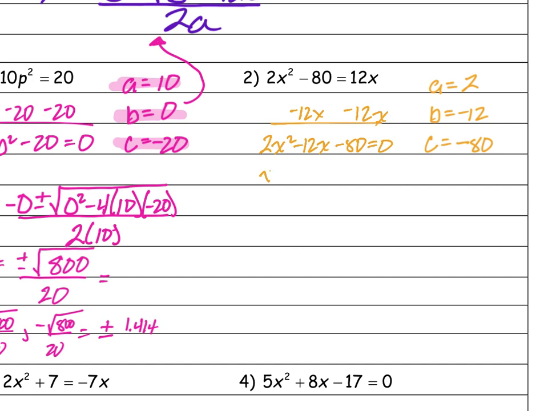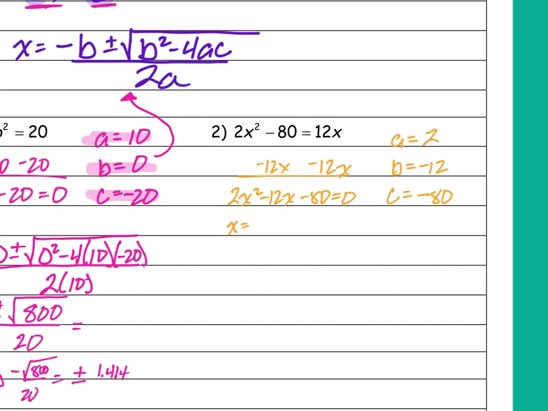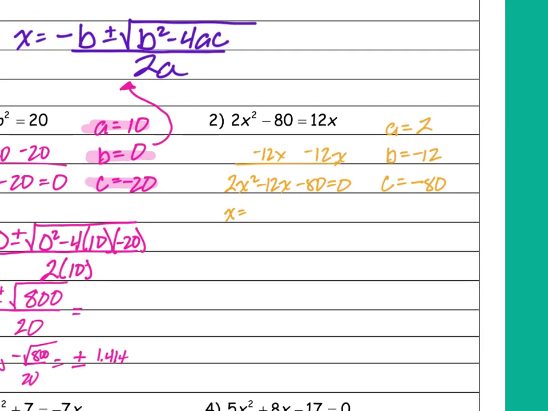So x, now we're going to substitute it in. I guess I should slide down so you can see the quadratic formula there. Now I'm going to substitute it into the quadratic formula, right? So I have minus b, so it's minus a -12. I have to have them both there for the first step, okay? And then I'm going to say plus or minus the square root of -12 squared minus 4 times a, which is 2, times c, which is -80, all divided by 2 times a, which is 2.